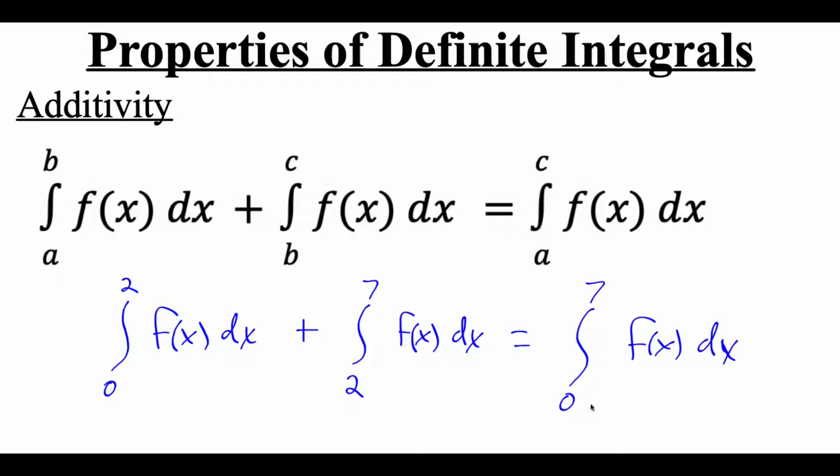Now sometimes it might be helpful to use this property in reverse. If you're doing a big integral of some function from 0 to 7, maybe it would be helpful for us to split it up into smaller integrals. Maybe each of those individual integrals are easier to figure out by themselves instead of trying to figure out the big integral. So this property can work in both directions: adding two integrals together to make one big integral, or taking a big integral and splitting it up into some smaller integrals.